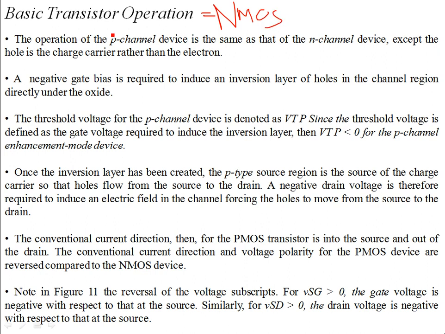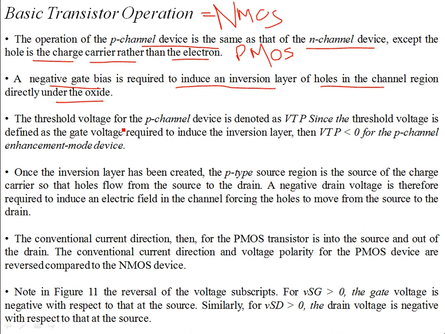What it says is that the operation of the P-channel device is the same as that of the N-channel device, except the holes are the charge carriers rather than electrons. That's why we call this PMOS. In NMOS, the electrons were the carriers in the channel region. For PMOS, we have the holes in the channel. A negative bias is required to induce an inversion layer of holes in the channel region next to the oxide. The threshold voltage for the P channel is noted as VTP. You remember last time it was VTN for NMOS. Just to differentiate, the convention is that for PMOS we have the threshold voltage VTP.